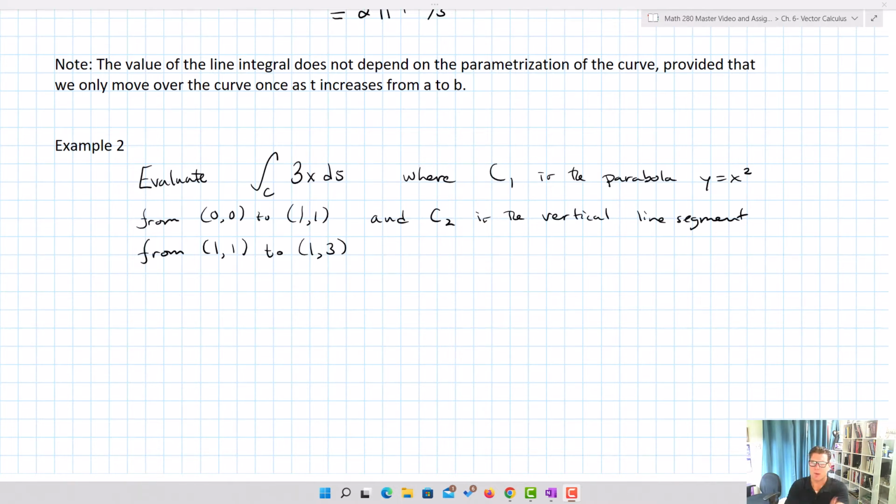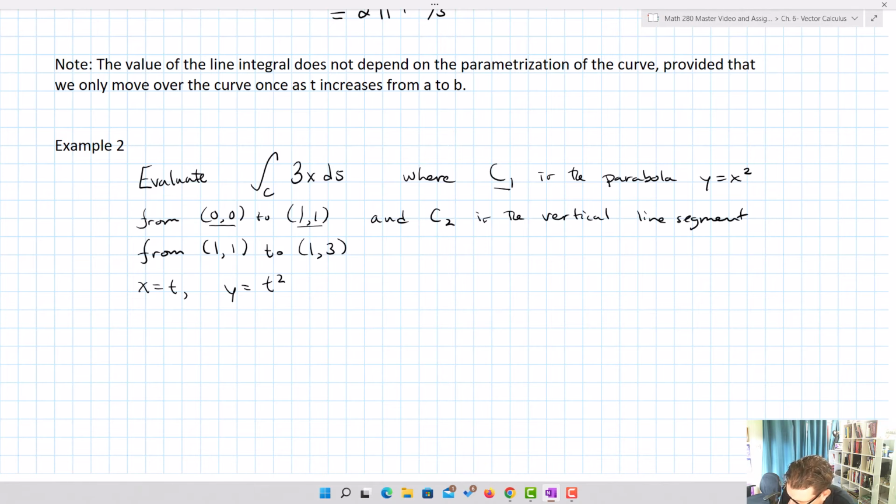So let's consider this example. We want to evaluate the integral along a curve C of 3x ds, where it's a two-parter. C1 is the parabola y equals x squared from (0, 0) to (1, 1), and C2 is the vertical line segment from (1, 1) to (1, 3). So we're going to set up two line integrals here. The first line integral is for C1. We're going to parametrize y equals x squared. Probably the easiest thing to do is to let x equal t, and let y equal t squared.